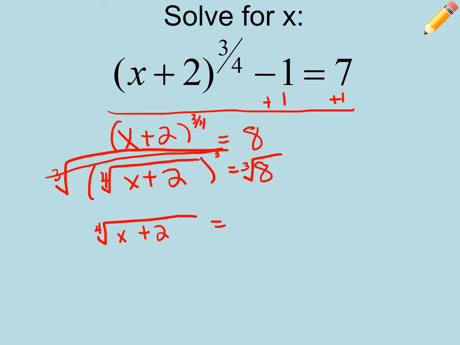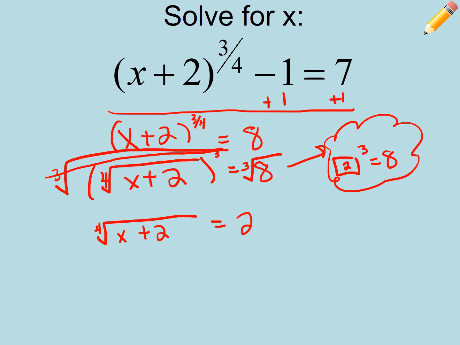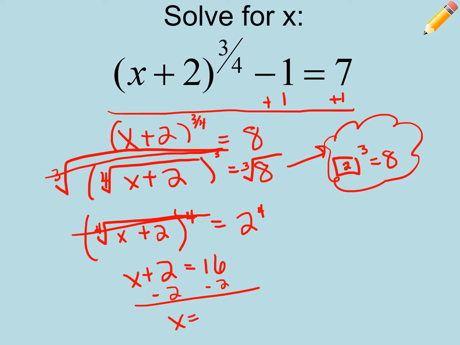And the cube root of 8, you should be thinking in your head, what to the third power gets me to 8? And that would be 2. So the cube root of 8 is 2. And now we have to undo that fourth root, so we have to raise both sides to the fourth power. So we can cancel that. Then we're left with x plus 2 is equal to 2 to the fourth, which is 16, minus 2, and x is equal to 16 minus 2, which is 14.